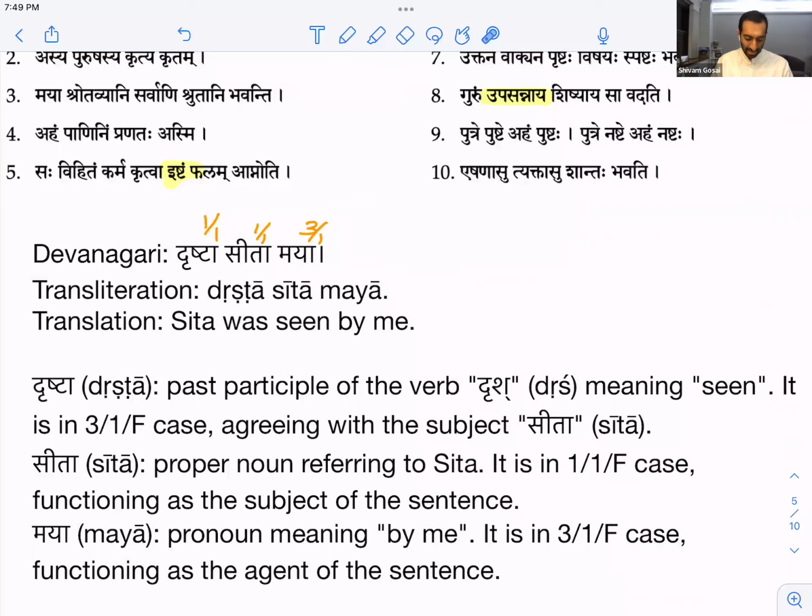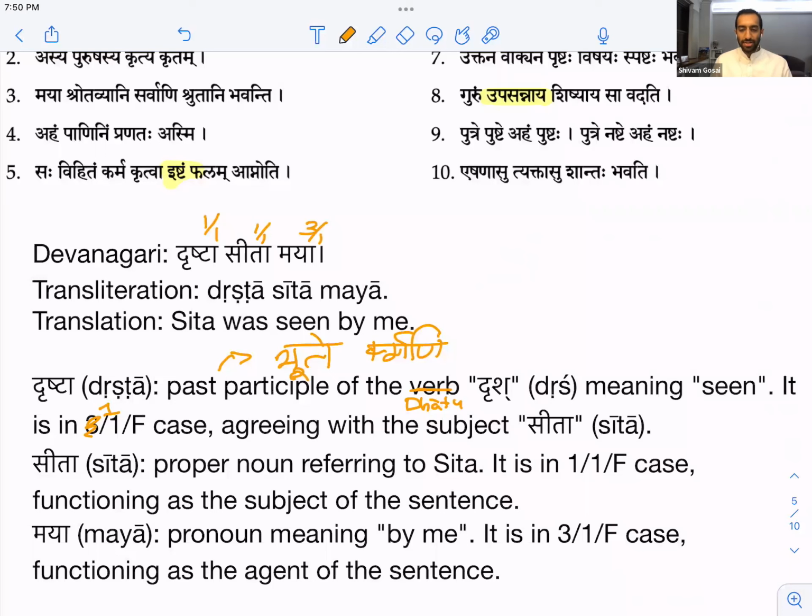Okay, seen by me. So let me correct some of these mistakes. So this is 1-1. This is bhute. Sorry, bhute. Should say karmani bhute, but that's okay. Karmani bhute.